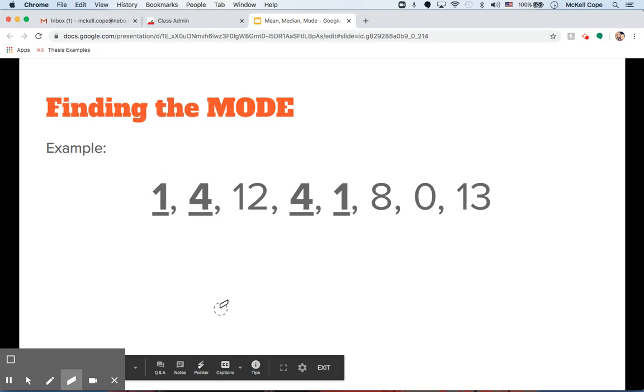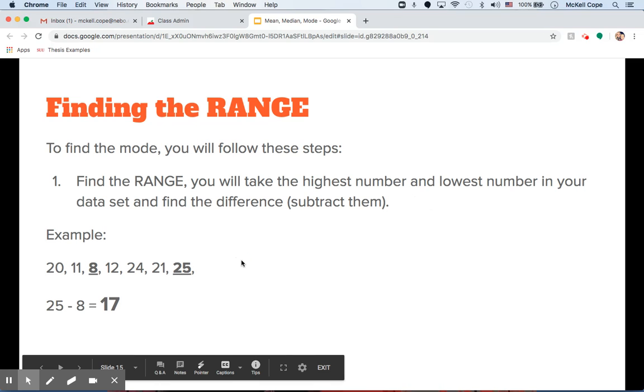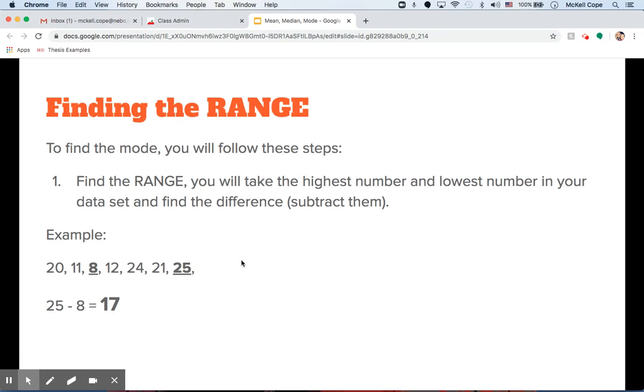Okay, the last thing we're going to talk about is finding the range. So to find the range, all I'm doing here is I'm just looking at really how many numbers are we dealing with here. So sometimes our range might be a span of 500 numbers. Sometimes it might be only 10. So to find the range, we are going to take our highest number and our lowest number in our set, and we're just going to find the difference. Or in other words, we're going to subtract them.